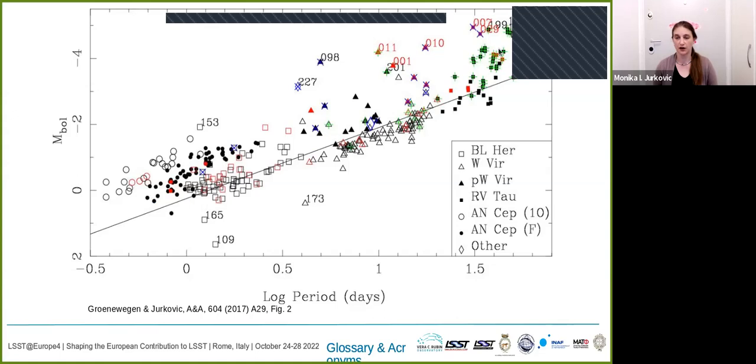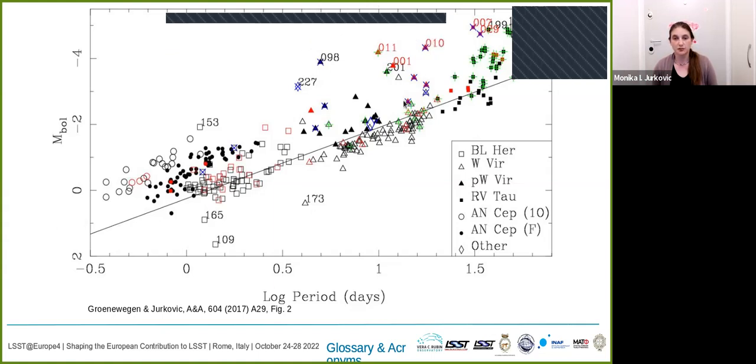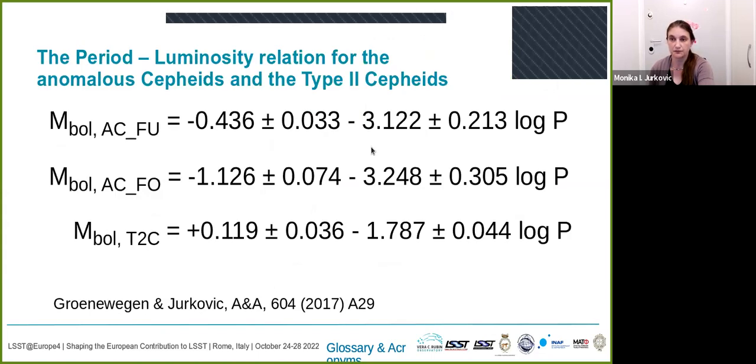But we can do even better than that. We can have the bolometric magnitudes, which means that we have measured the radiation emitted by the stars throughout the whole spectrum, thus eliminating again the problem with whatever is happening in the infrared. This is the period luminosity relation plotted, and these are the relations for the anomalous Cepheids and the type 2 Cepheids calibrated for the distance of the LMC.